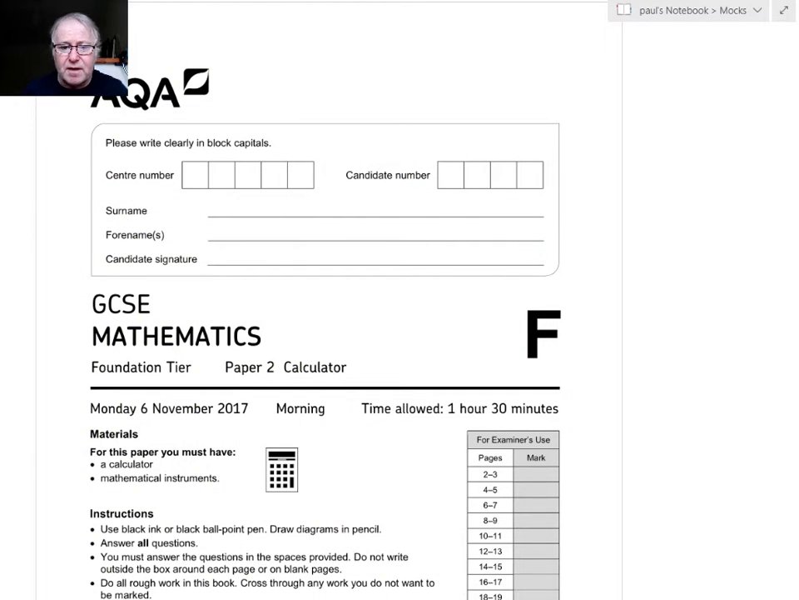Right, this time we've got a calculator paper, which is paper 2 from the November series of 2017. Okay, so it's a new lot, the 9 to 1. So let's see what we can do with this one. Okay, right, let's move on down. You'd normally get an hour and a half.